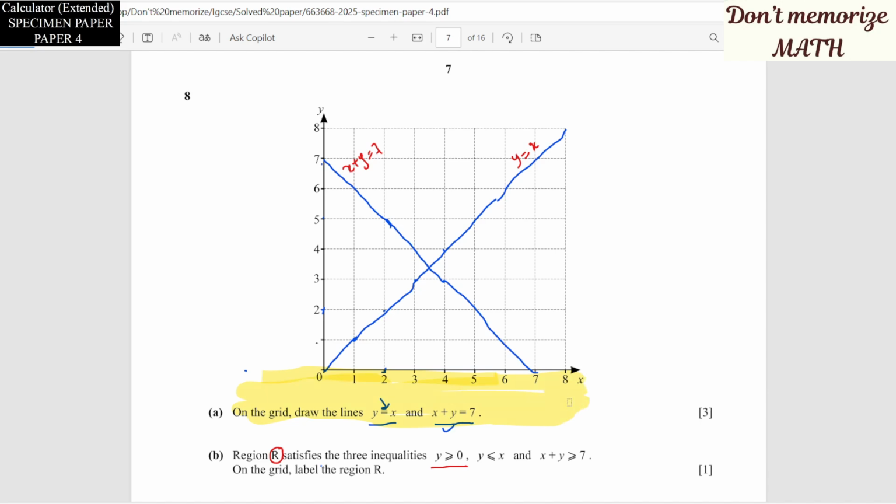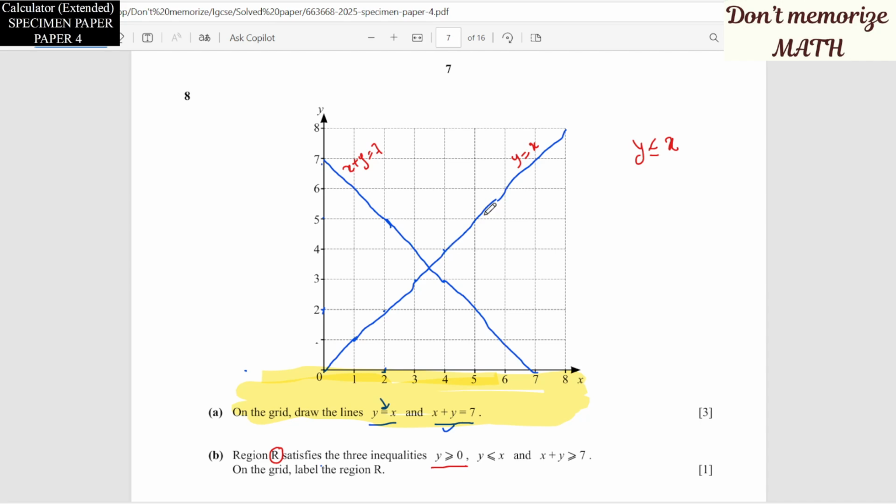Then next one is y is less than or equal to x. I will show you how to find out the unwanted region to shade. Okay, we have y is less than or equal to x. So we already drew this line y is equal to x. So you can choose any point above or below the line. What we are checking is whether we need to shade this region or this one, right? So you can choose any point above or below the line.